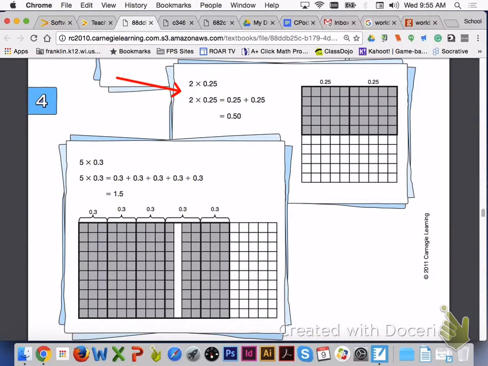My second example, I have 2 times 25 hundredths. I have 2 equal size parts of 25 hundredths that are shaded in for a product of 50 hundredths. And finally, for my third example, 5 times 3 tenths. I have 5 equal size parts of 3 tenths that are shaded in for a product of 1 and 5 tenths.